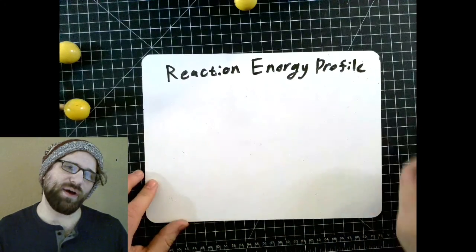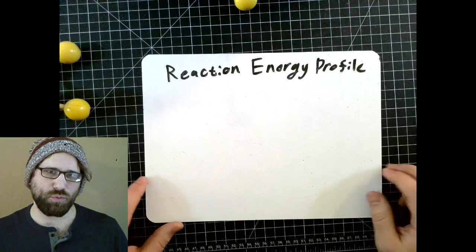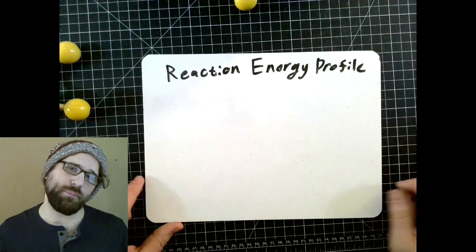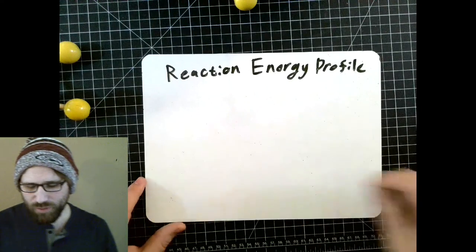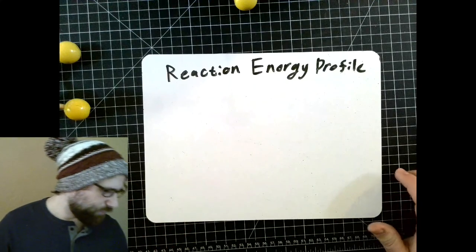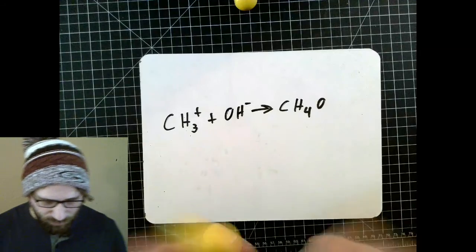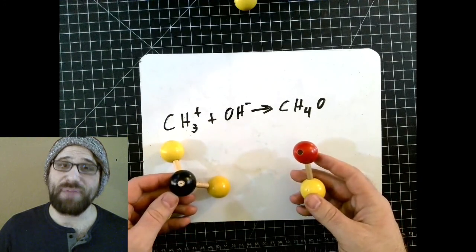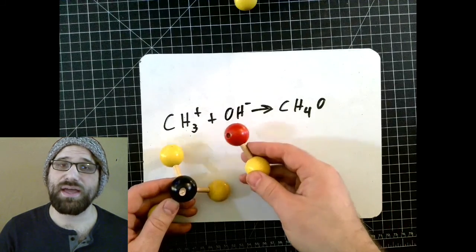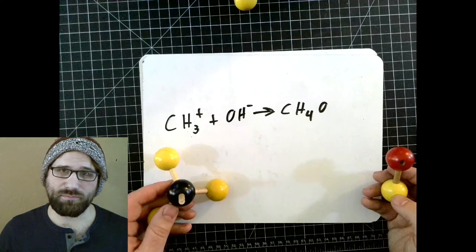The energy profile is going to be extremely important when we look at how a catalyst works, and it's going to be extremely important when we look at the thermodynamics of a reaction. In order to understand this energy profile, let's first look back at this reaction. We had our ball and stick model broken out in order to look at a methyl cation interacting with a hydroxide anion in order to form methanol.